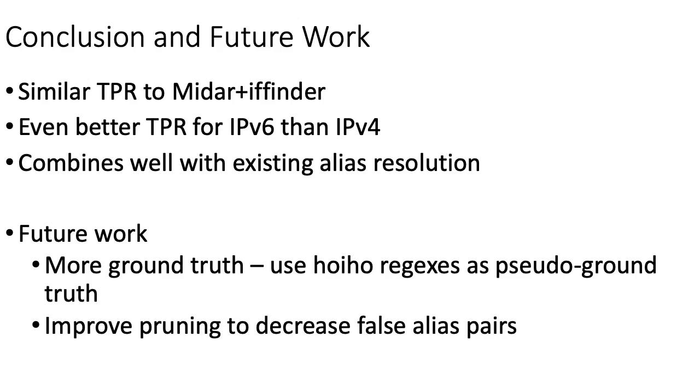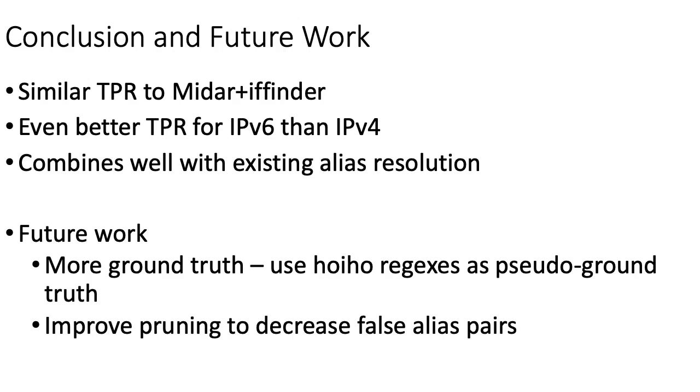So to wrap up, the main takeaways are 1, that Apple's coverage was roughly equivalent to Marder plus IfFinder for the April 2019 Traceroute collection. 2, it performed slightly better for IPv6 than for IPv4, showing that it can be an effective tool for IPv6 where alias resolution is desperately needed. And 3, it complements the alias resolution that's already used in the ITDK, so it can be another useful tool in the alias resolution toolkit.